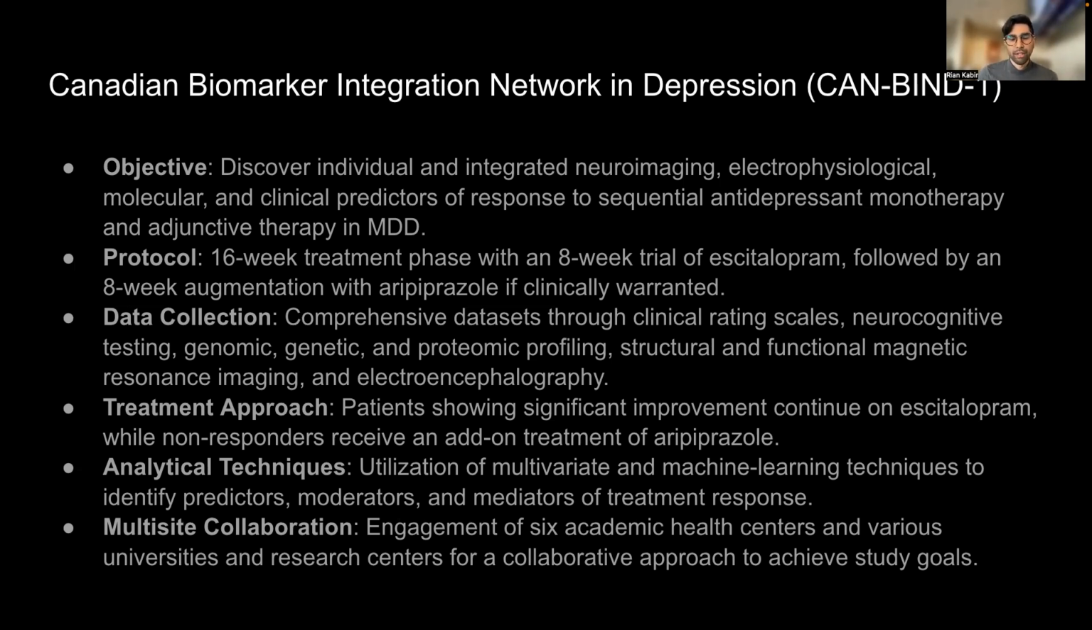In terms of techniques used in this study, CANBIND-1 used multivariate analysis and machine learning, and this was a multi-site collaboration. So you had 6 different academic centers, in university settings and research centers. Essentially, you were able to pool the data together and get a broader picture of what was going on. The limitation with a lot of machine learning studies is if you stick with just one population, that model cannot be generalized very easily. And this is really the biggest limitation of using machine learning in psychiatry ultimately.